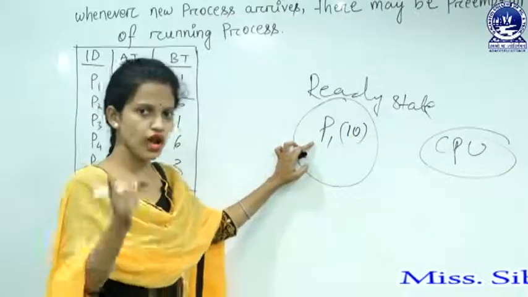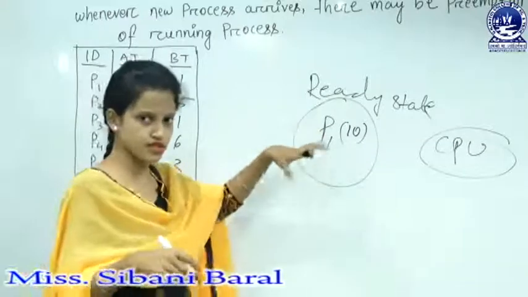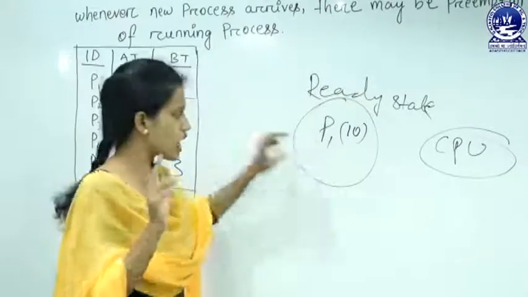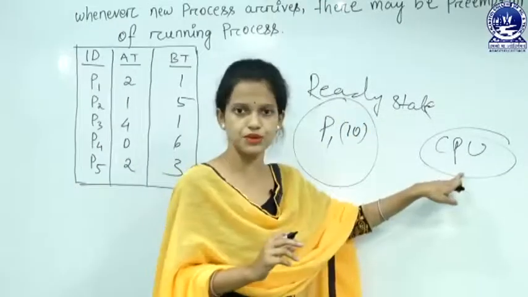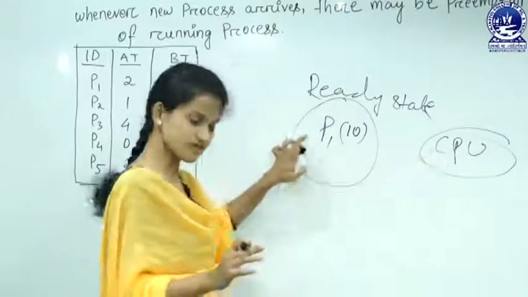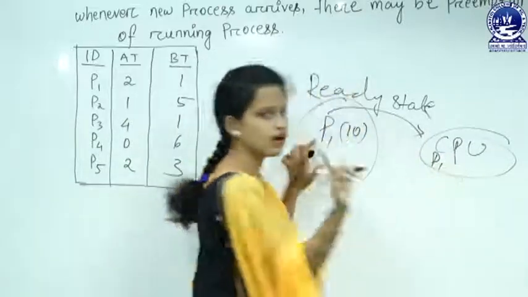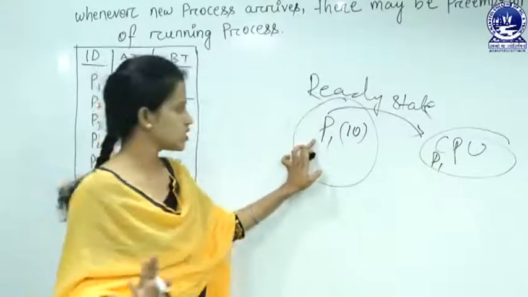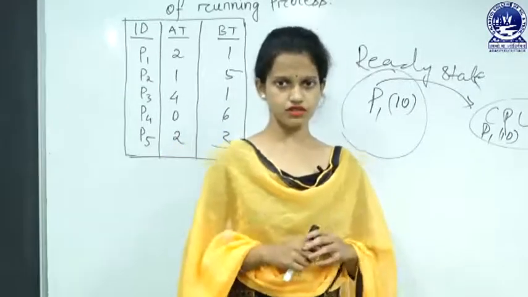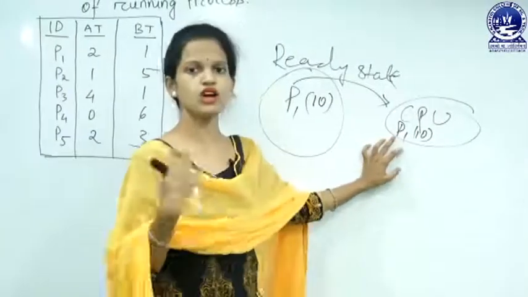As it arrived first in the ready state and no other process is there, we have no choice. We have to assign P1 to the CPU, so P1 is now executing. How much time will it require to complete its execution? P1 requires 10 milliseconds, so after 10 milliseconds P1 would terminate.